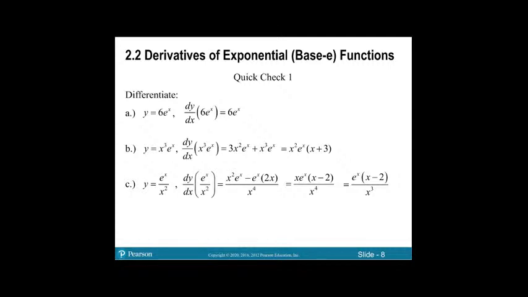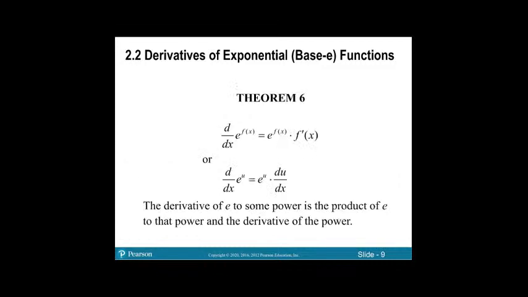All right, so this one is saying instead of having e to the x, suppose we had e to some function. So this is really just an application of the chain rule. The derivative is basically the derivative of the outside function times the derivative of the inside function. So the derivative of e to the u is going to be itself times the derivative of the inside function. The derivative of e to some power is the product of e to that power and the derivative of that power.